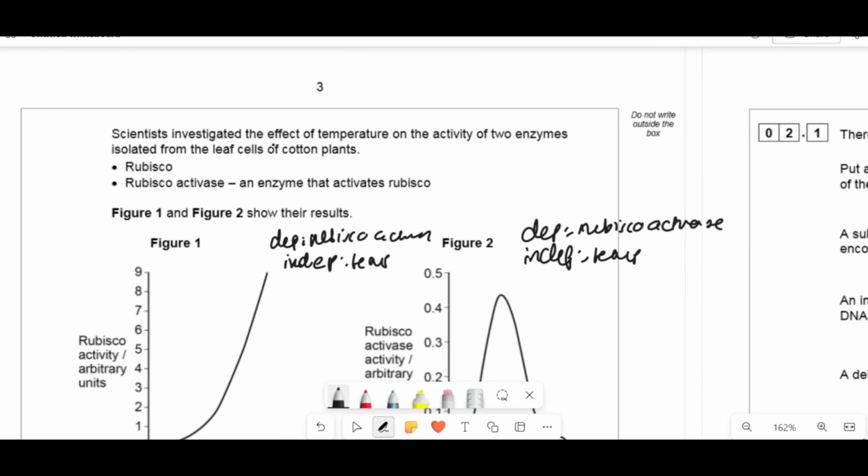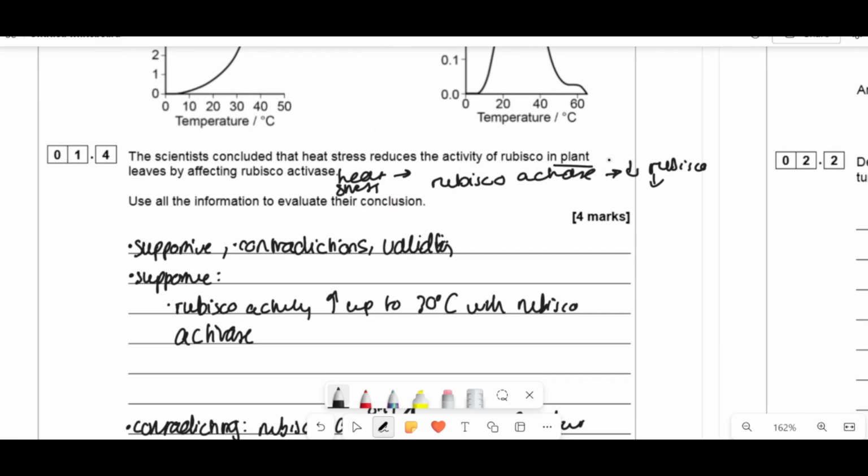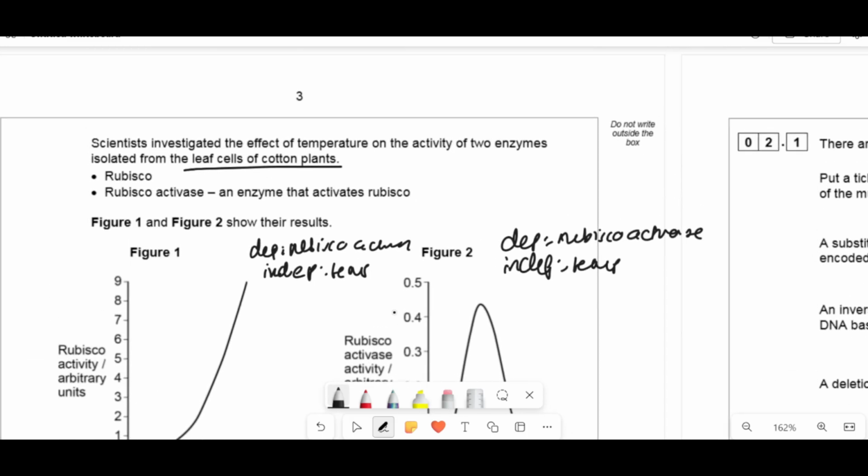So what they did is they looked at the temperature and the activity of two enzymes in the leaf cells of cotton plants. Fine. But then their conclusion says it's the activity in plant leaves by affecting them. You can't go ahead and conclude that for every single plant leaf in the universe when you've only tested it in leaf cells of cotton plants.